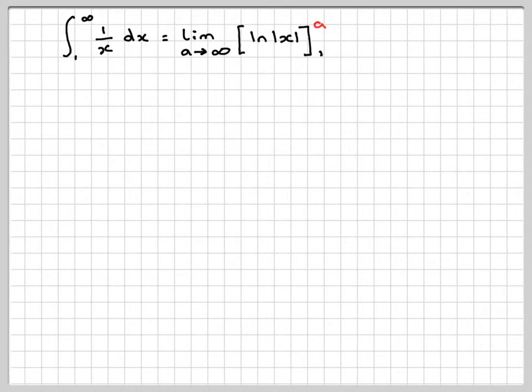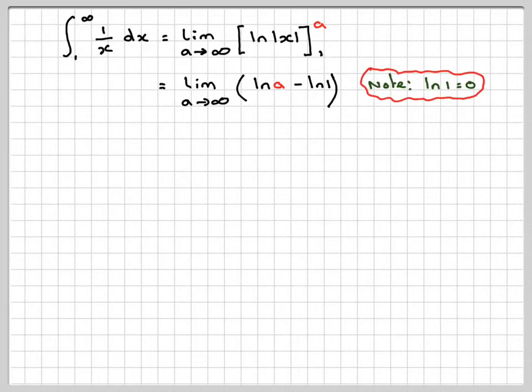Right, so what we next do, we put in the limit. So we've got the limit as a goes to infinity of the ln of a minus the ln of 1. Now ln of 1 happens to be equal to 0, so that's good. And we have the limit as a goes to infinity of ln of a. However, that doesn't converge.